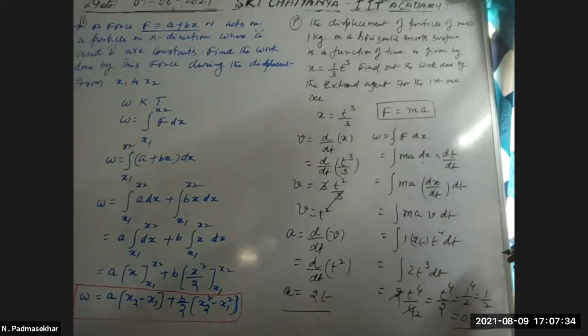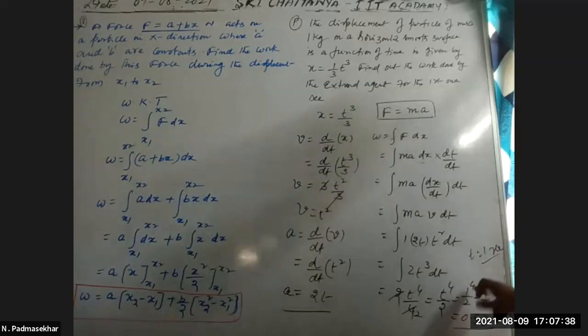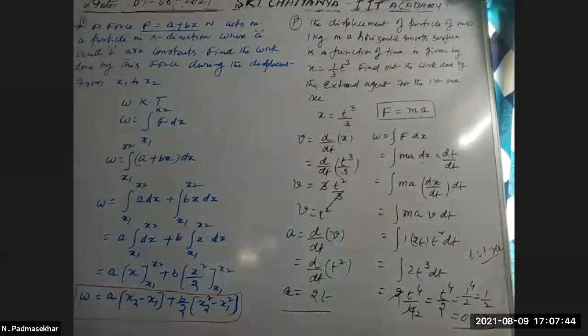t is equal to what is it? t is equal to 1 second అన్నాడు కదా. So t is equal to 1 second అన్నాడు కాబట్టి 1 power 4 by 2, that is 1 by 2, 0.5 joules. That is the work. 0.5 joules is the work.